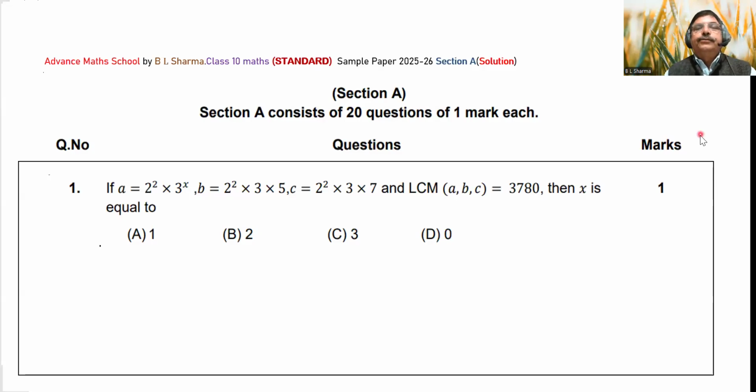This is the solution of Section A, sample paper 2025-26 issued by CBSE Class 10 Mathematics for the year 2025-26. Question number 1 is on your screen. I have already shared the solution of the basic paper with you. So this is question number 1.